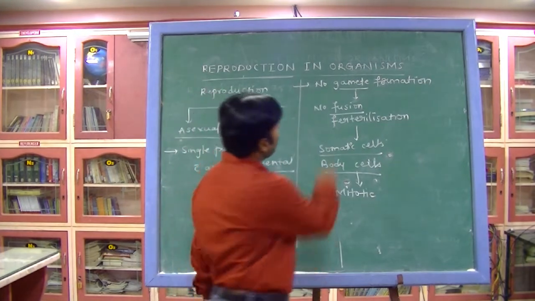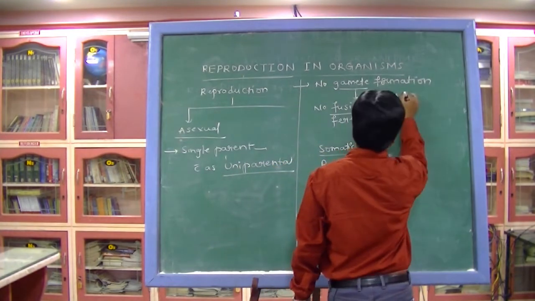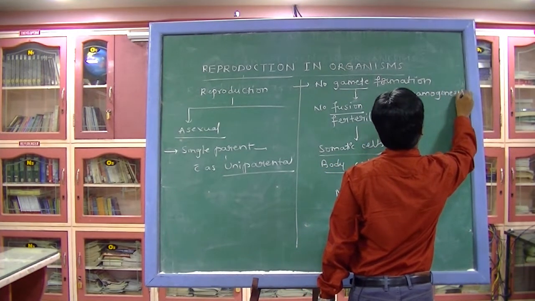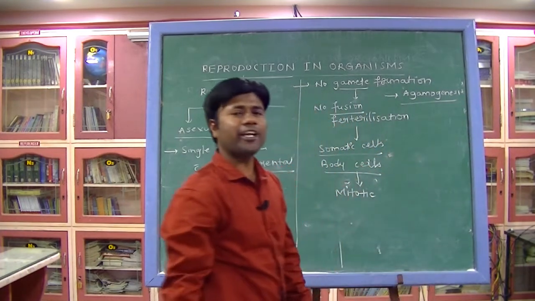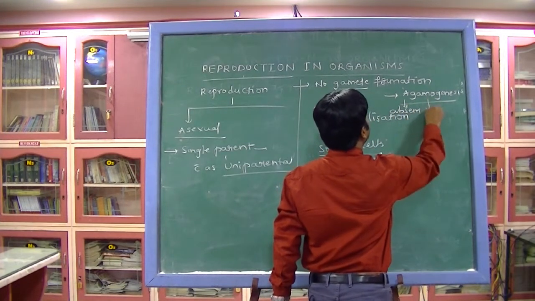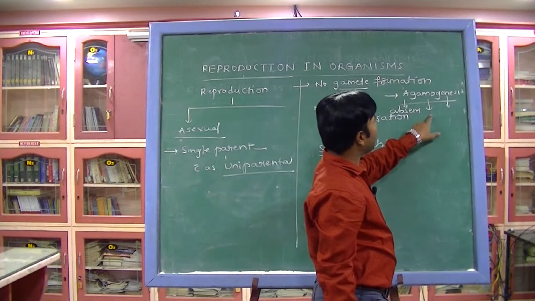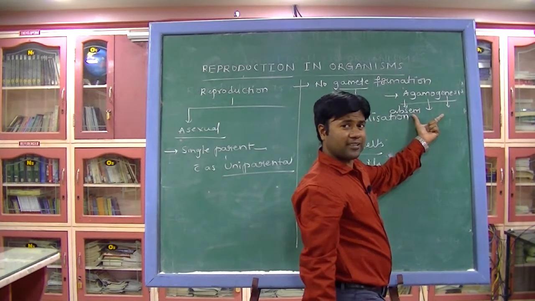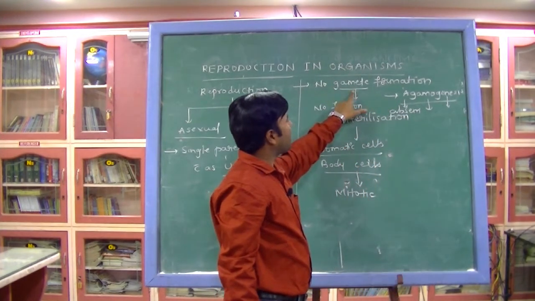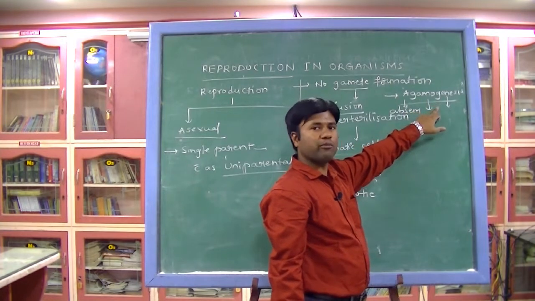Here, listen carefully, no gamete formation is taking place. No gamete formation means, I am writing here, agamogenesis. What is the literal meaning of this term? A means absent, gamo means gamete, genesis means production. Absence of gamete production. It means without fusion or without formation of the gamete, a new individual we are obtaining. That is the reason why this process is called agamogenesis.